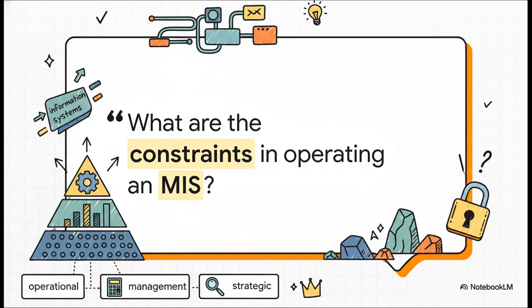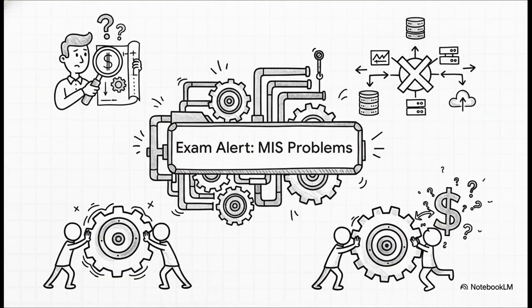So here's a pretty common type of question you might see. It's asking you about the real-world challenges, the headaches you run into when you actually try to build and run a management information system. See, it's not just about knowing the definition. You have to understand the real-world problems, the things that can go wrong. So what are those problems?